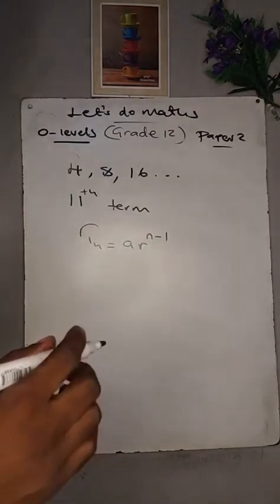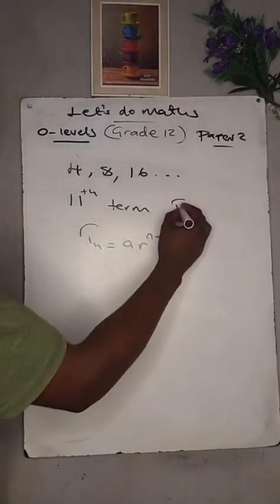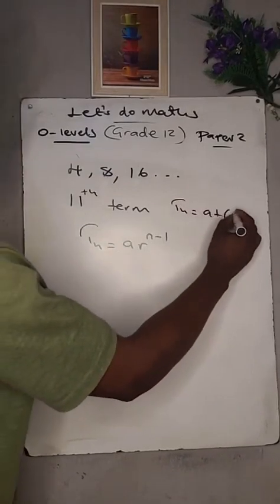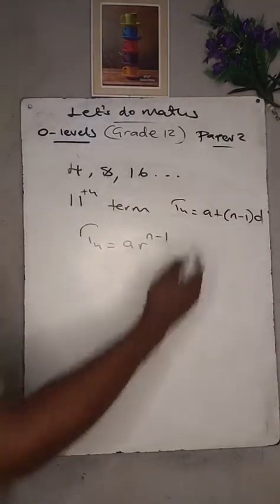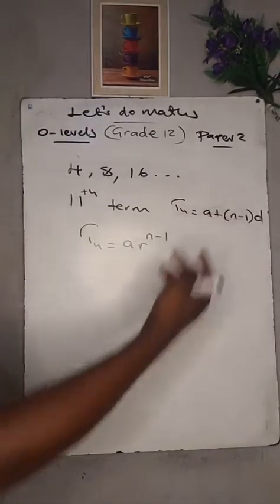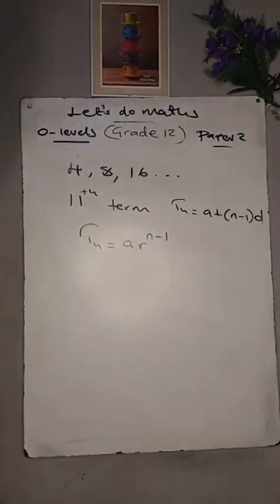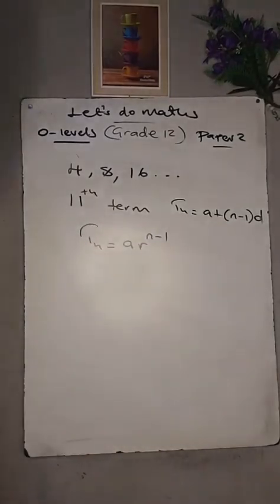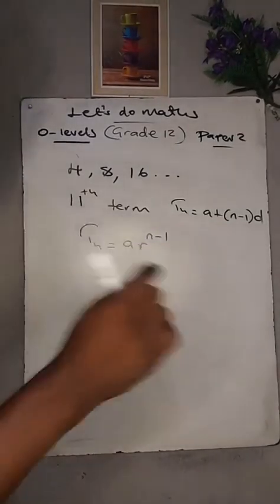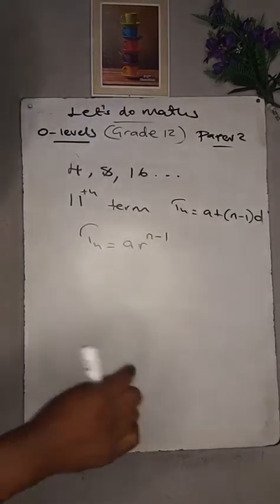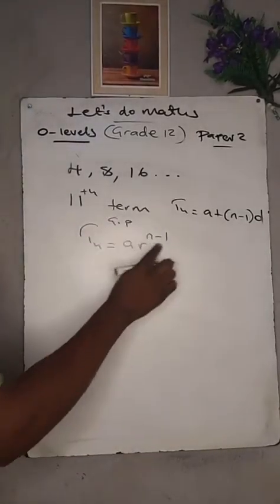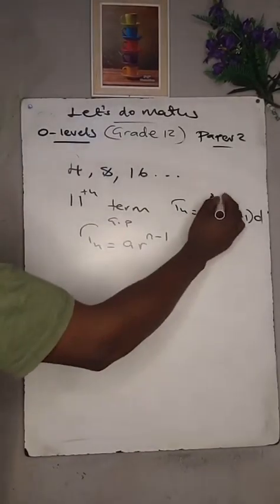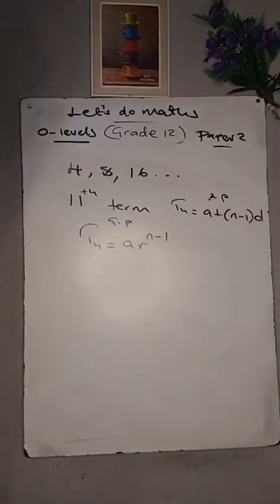Because the general formula for arithmetic progression is nth term is equal to A plus, open bracket, n minus 1, d, okay? Where A is the first term, n is the number of terms, and d is the common difference. But with the geometric progression, A is still our first term, R is our common ratio. So under GP, we have common ratio. Under AP, we have common difference.